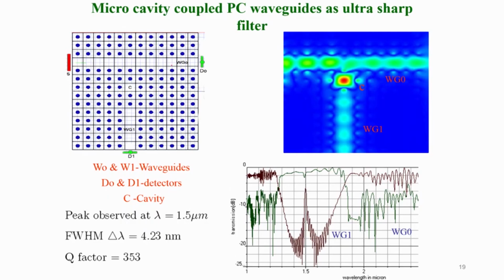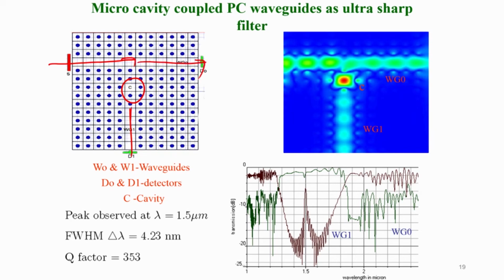So, this is an example of using a microcavity coupled photonic crystal waveguide to create an ultra sharp filter. So, you have a bus waveguide here, a line defect acting as a bus, and this is the C, the point C is the microcavity. A point defect is created which will act as a microcavity, and there is one more waveguide to tap the light out. So, the light is launched into this and can be tapped at this point. So, these are the properties which are shown here.